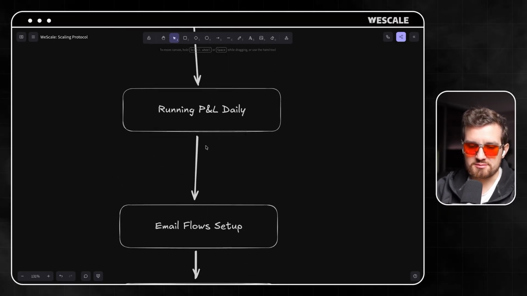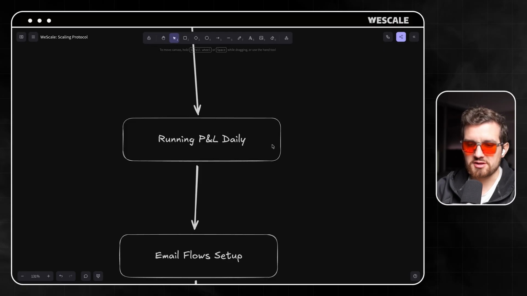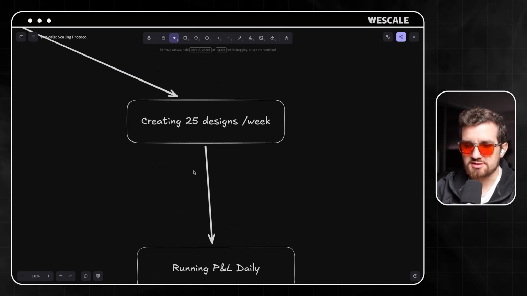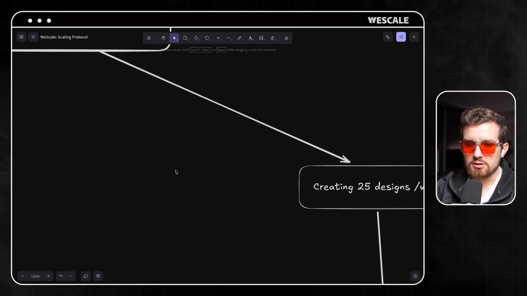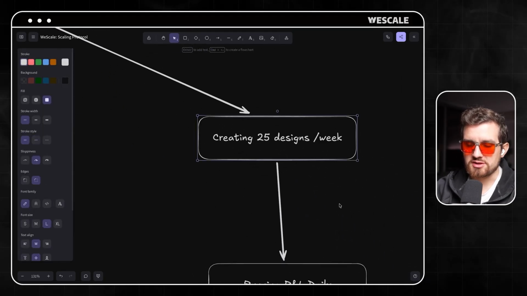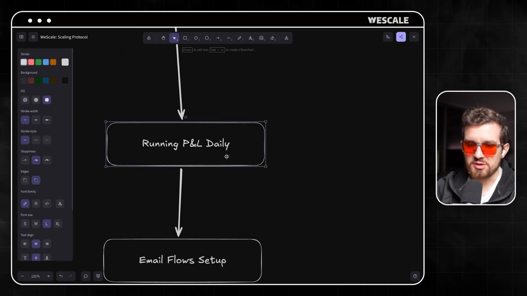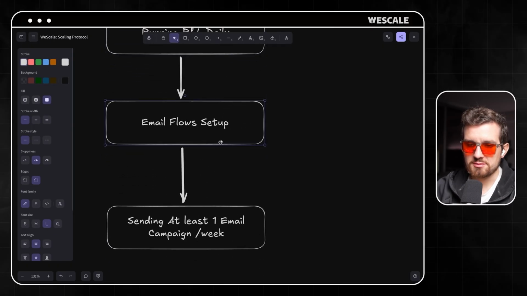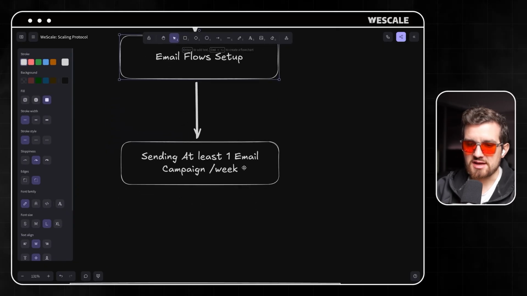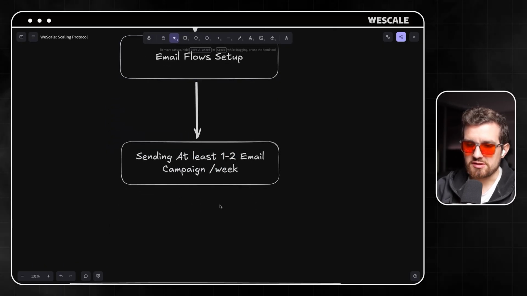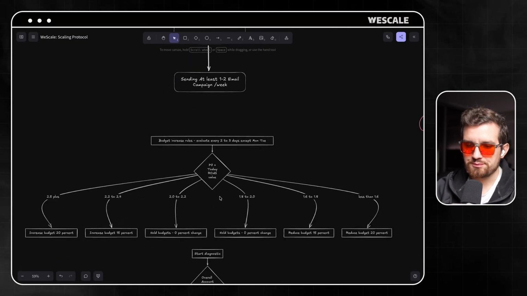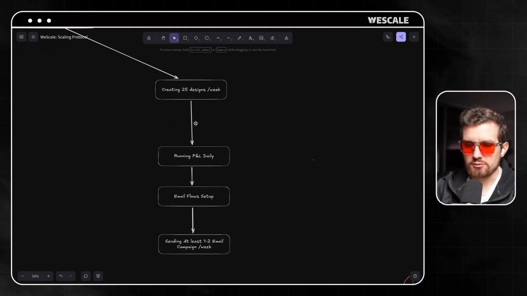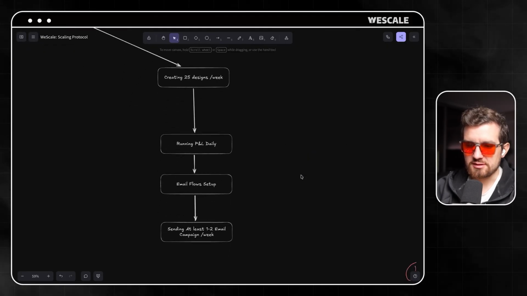Next prerequisite before getting into any of this is we're running the P&L daily. So you do not pass go, do not collect $200 unless you are at 10K in sales, creating 25 designs a week, running your P&L daily, your email flows are set up, and you're sending at least 1 to 2 email campaigns per week. So, assuming that we have all of this out of the way, that's basically the table stakes.